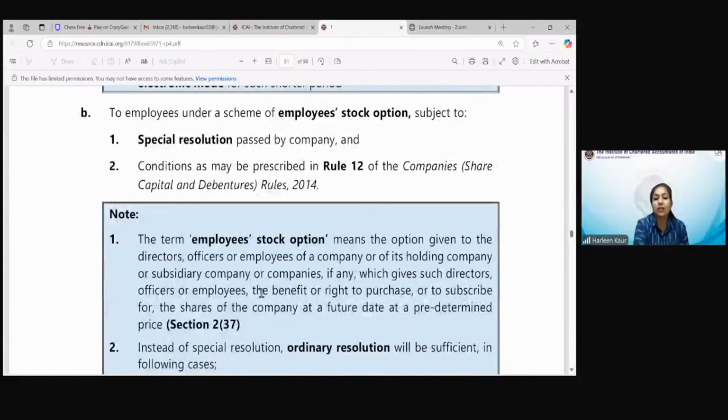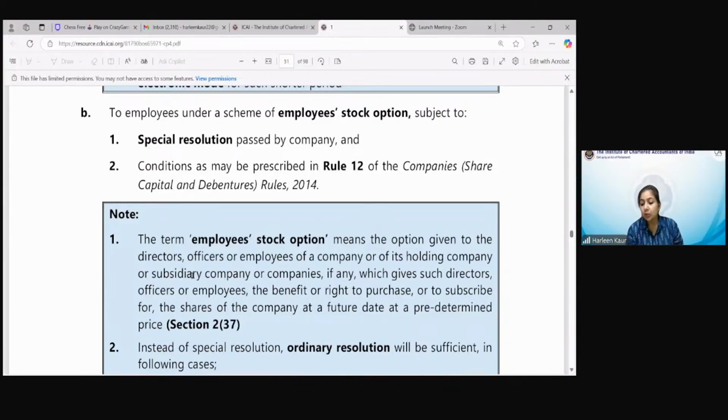Now we are going to understand about the ESOPs. Now each and every line you have to understand very, very carefully. Each and every word I will be laying the stress. So try to pay full concentration. ESOPs is the option given to the directors, officers or employees of the company or its holding company or subsidiary company. So it's not just to the permanent employees or directors of your company. You can also issue the ESOPs to employees of your holding and subsidiary company.